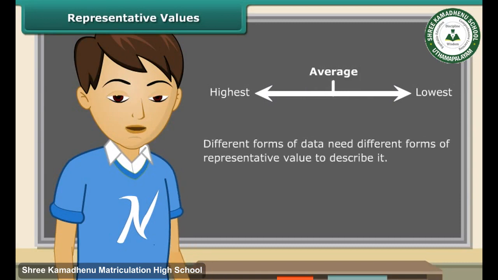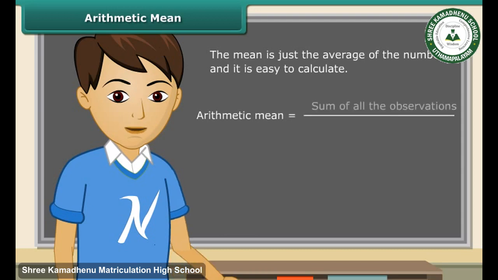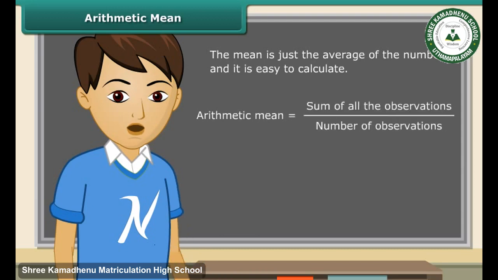Different forms of data need different forms of representative value to describe it. One of these representative values is the arithmetic mean. Come along to learn about it. The mean is just the average of the numbers and it's easy to calculate. Basically, mean is equal to the sum of all the observations divided by number of observations.